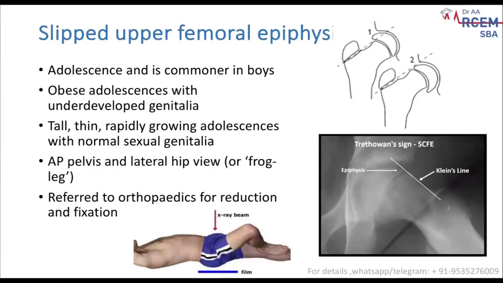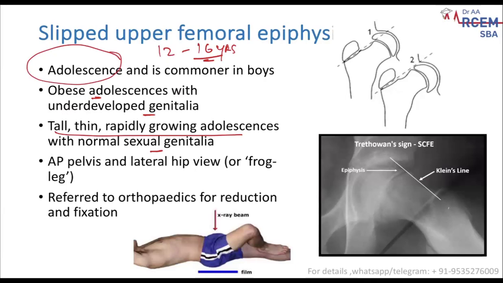Slipped upper femoral epiphysis is usually seen in adolescents. So around 12 to 16 years is the age group where you need to suspect a slipped upper femoral epiphysis. The classical presentation will be either an obese adolescent where the genitals are underdeveloped, or a tall thin individual where the genitals are normally developed. So a tall thin individual with normal genitals, or an obese individual with underdeveloped genitals. These are the two different presentations they can come in with.